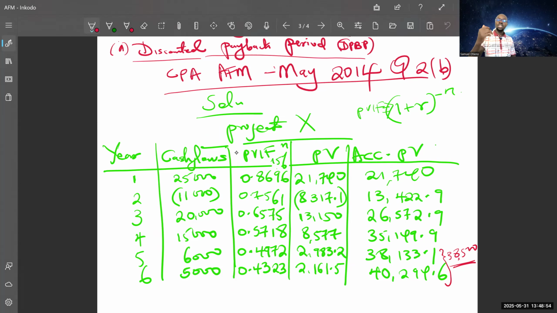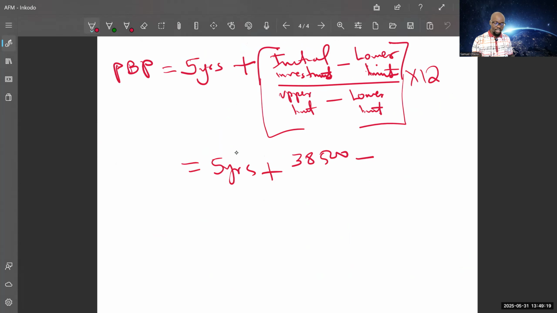So if it falls in between, whatever cash flow we get at the end of year 5, we call it lower limit. And whatever we are going to get in the next proceeding year, that is year number 6, we call it upper limit. So that's how we identify the lower and the upper. You can see from here, our lower limit is 38,133.1. Upper limit is 40,294.6. So let's go and insert them. Lower limit, we've just said, is 38,133.1. Then we divide by upper limit. What was the upper limit? Let me just refer.